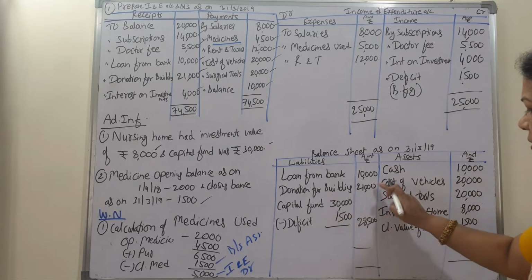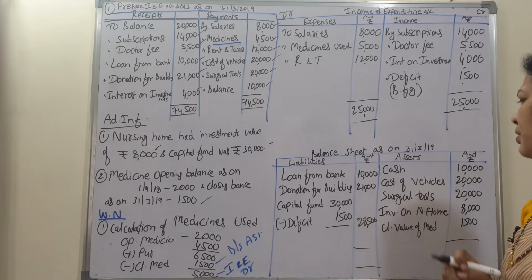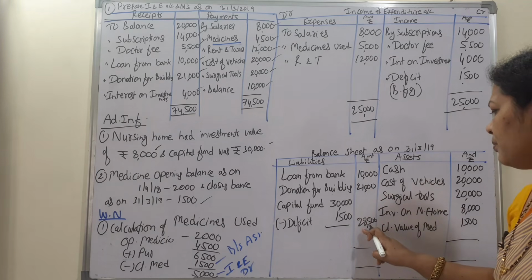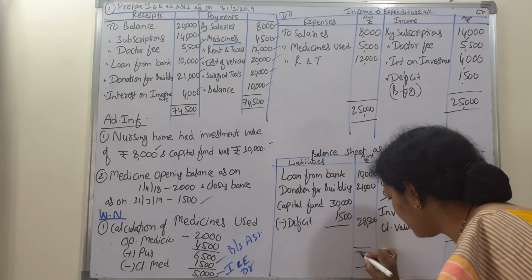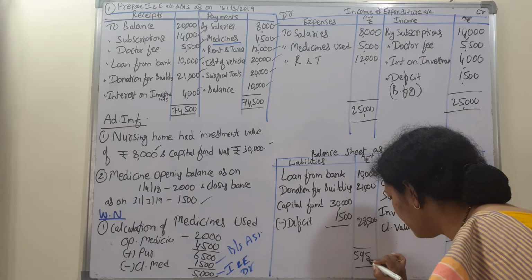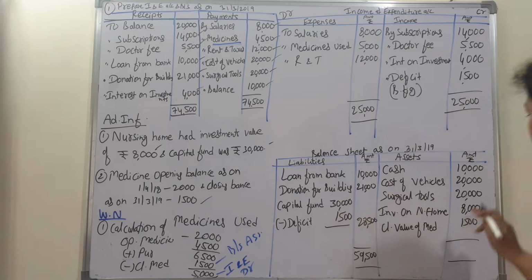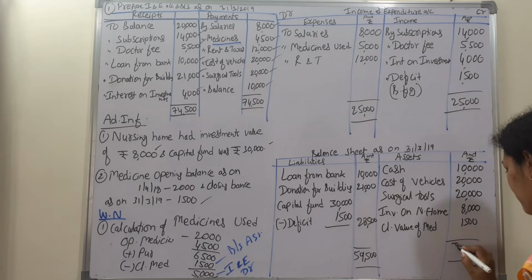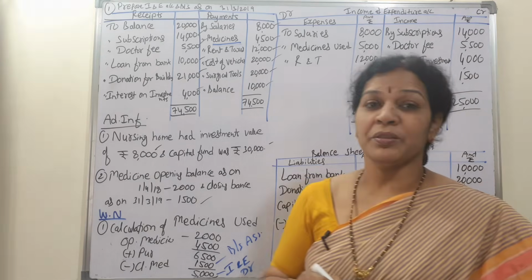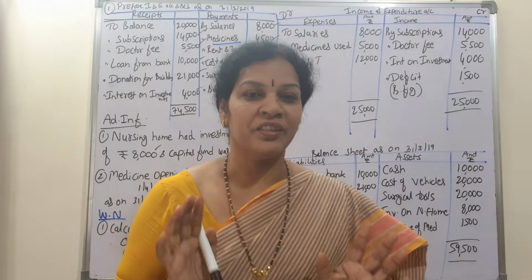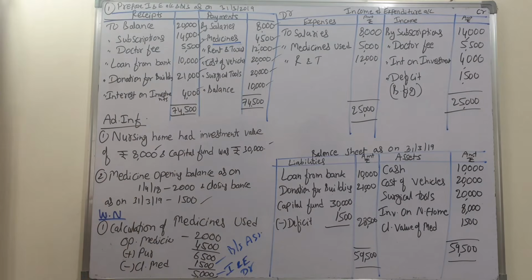If we see 31,000, 41, 51, 59,500. And here 50, 58, 59,500. Got tallied. So means the problem is correct. You will come to know whether it is correct or not. You can take a screenshot or note down.